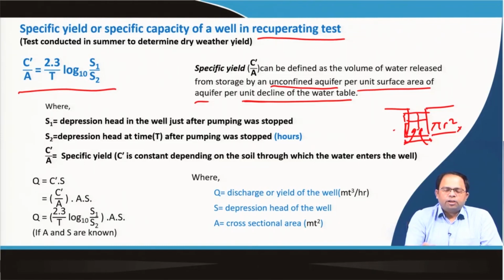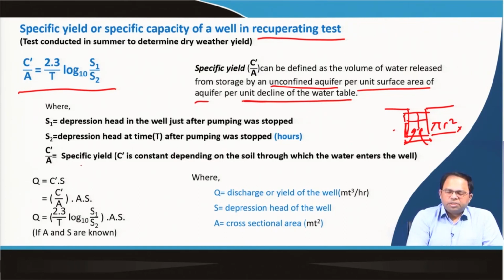So the specific yield C dash A can be derived as 2.3 divided by T into log to the base 10 of S1 divided by S2. Here T is the time after pumping was stopped, given in hours. S1 and S2 are the depression heads in the well. S1 is the depression head just after pumping was stopped, so this is the lower level, and S2 is the depression head after time T, after a certain amount of rise has happened inside the well.